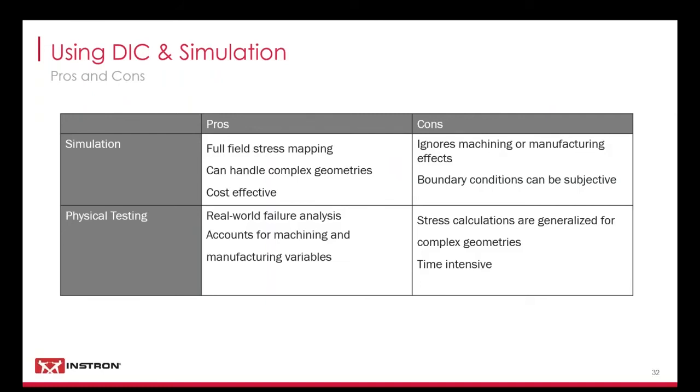So as I mentioned, the pros and cons in this case: the simulation offers a full field stress map, can handle complex geometries, and it's certainly cost effective as opposed to running many physical tests. But it does ignore machining, and boundary conditions can be subjective. Then you have the physical testing pros, that it's real world failure analysis. It can account for machining and any other variables. But the cons are that the stress calculations are generalized for complex geometries, and it's also time intensive.